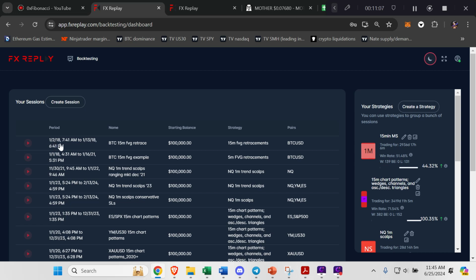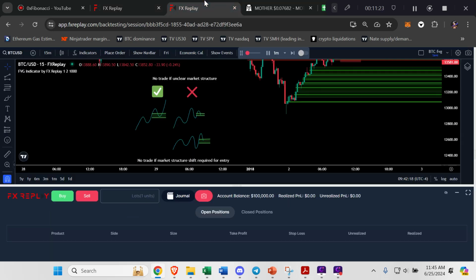I think we looked at early 2018. I just called this 15-minute fair value gap retrace. I started with 5 minutes, but 15 minutes is definitely more consistent. So yeah, I've already set this up, and now I'm going to go in. So you click on it and hit continue, which I've already done in this tab.